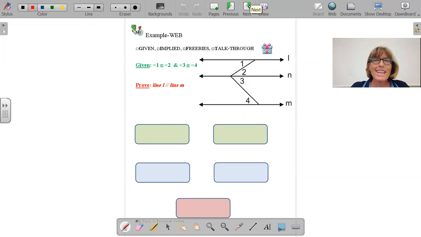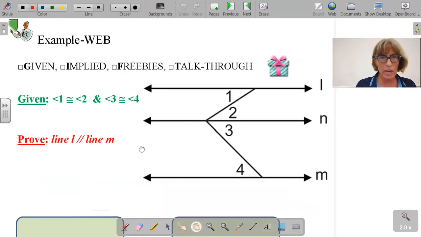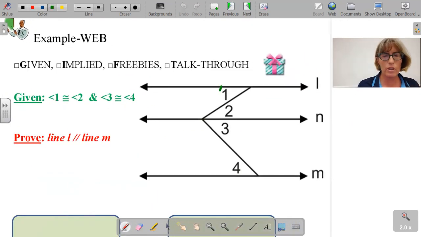Webbing. Usually only a small minority of my students like webbing. Webbing is the only style of proof that shows how things fit together. Neither the narrative nor the 2-column shows physically how things interpiece like a puzzle, but a web does. It's very unique. So I'm going to show you how a web works. We're starting with the same given information, the fact that 1 and 2 are congruent and 3 and 4 are congruent.